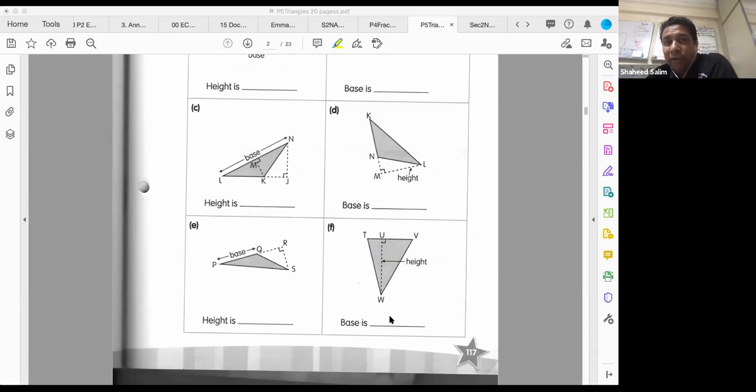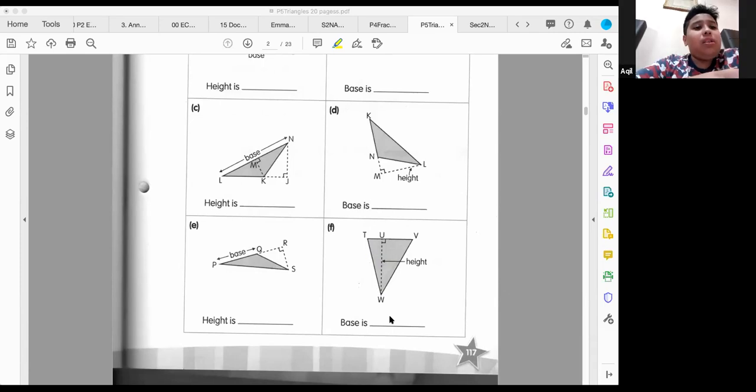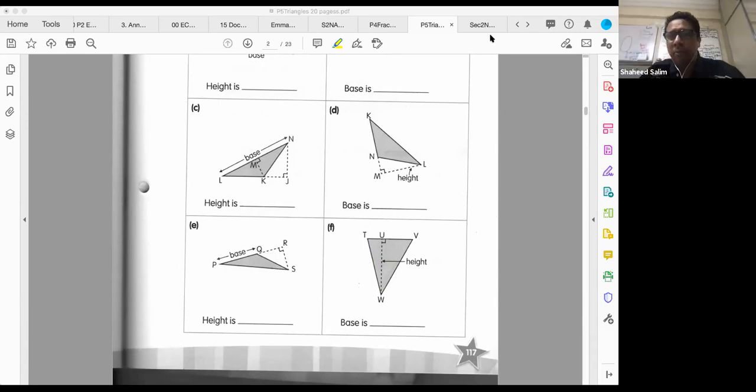You know, we are taking 45 minutes just to do this. Very important, because some students at primary 6 still don't know. At Sec 1 also, they don't know. So you must be very clear. What is the base? What is the height? You must know. Understand? Okay, no problem.